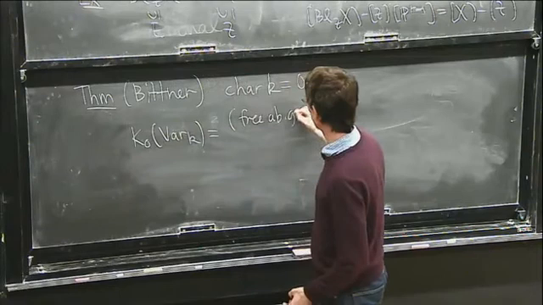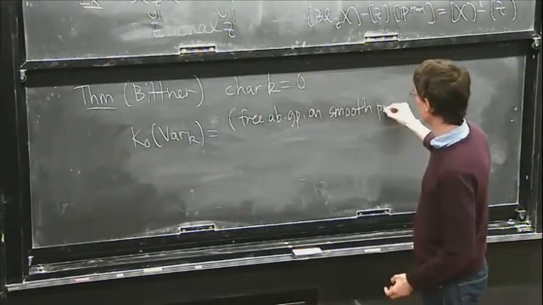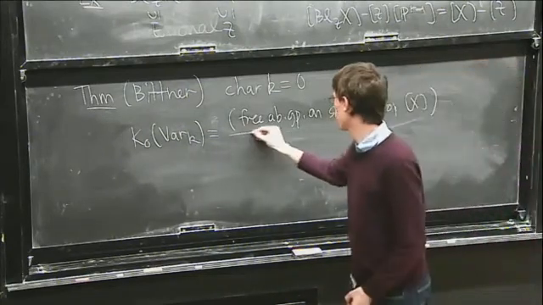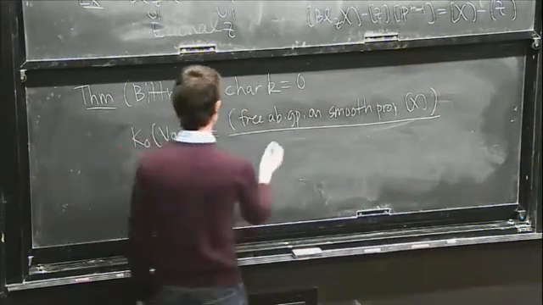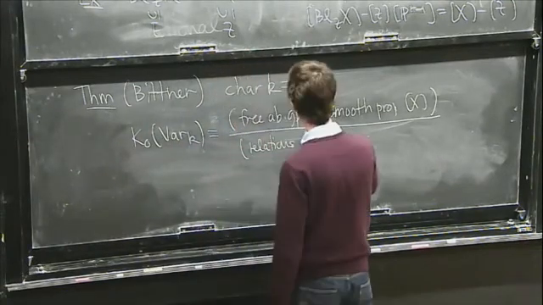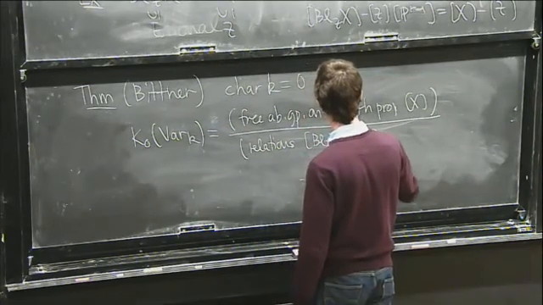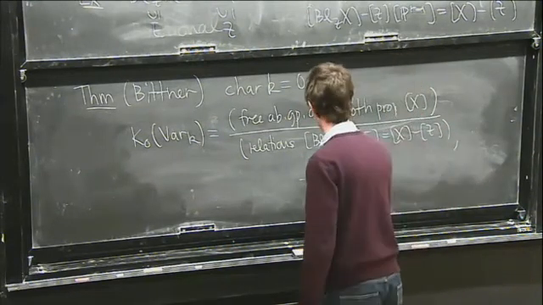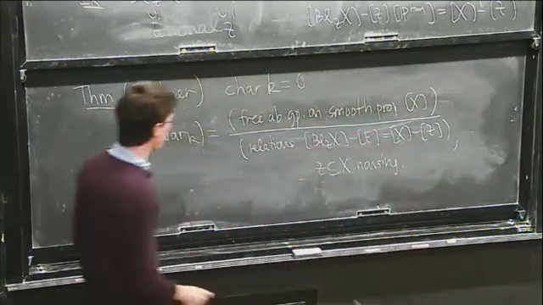And then Bittner's theorem says that you have another presentation for this ring, namely it's the free abelian group on smooth projective varieties modulo, and then the only relations that you have to impose are the relations coming from blow up. Modulo the relations like this.